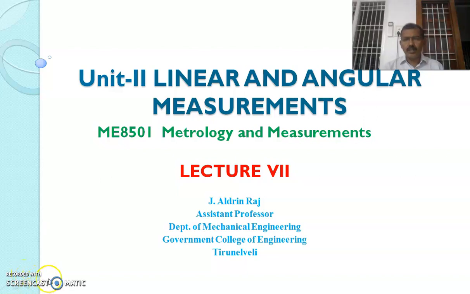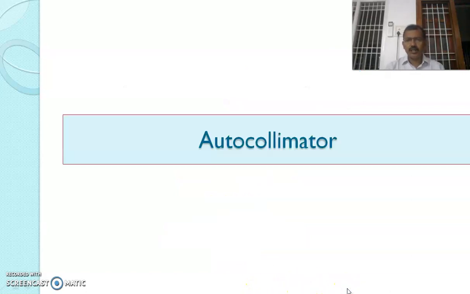Good evening to everyone. In this lecture, auto collimator and spirit level are going to be studied. Auto collimator is an angular measurement instrument. It is used to measure very small angular measurements.